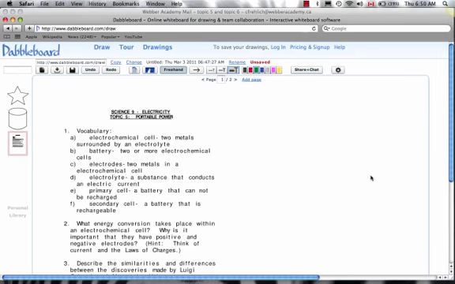Hi there, let's go over your topic 5 guided reading and questions. Let's do the definitions first.